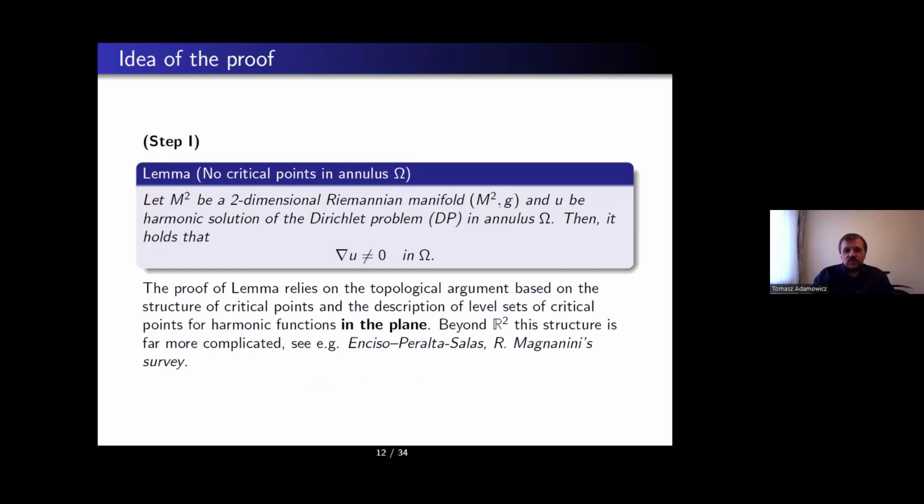Our proof of this lemma relies on the knowledge about the topology of critical points in dimension 2 for harmonic functions, and also relies on the structure of level sets in the vicinity of critical points for harmonic functions in the plane. If you are interested in this problem in the setting of R3 or higher Euclidean spaces, then this approach will not work. So this lemma with our proof cannot be easily extended to higher dimensions.